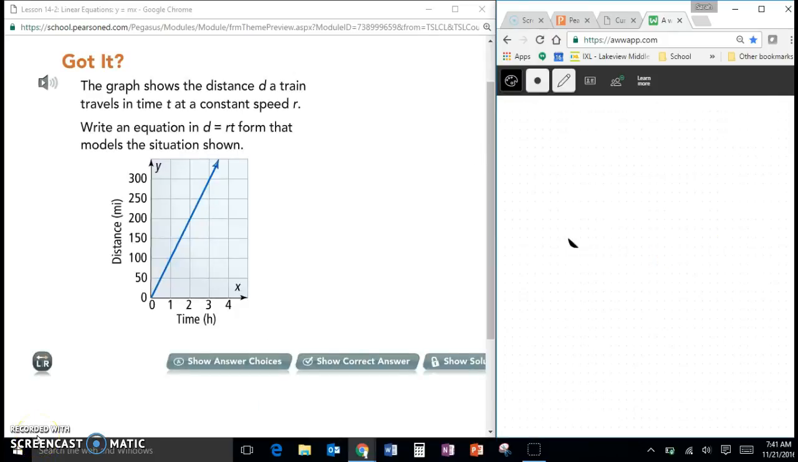All right, guys, so for your Got It, it says the graph shows the distance d a train travels in time t at a constant speed r. Write an equation in d equals rt form that models the situation. So if you look at yours, your unit rate is 100 miles in 1 hour. So it would be distance equals 100 times your time. d equals 100t.